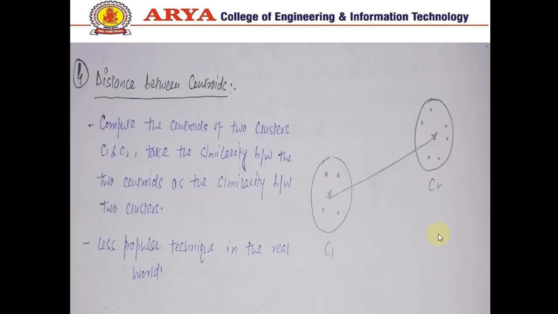The fourth one is distance between centroids. This approach is not popular in the real world. Here we have the centers, or centroids, of the two clusters C1 and C2. We take the similarity between the two centroids as the similarity between the two clusters.